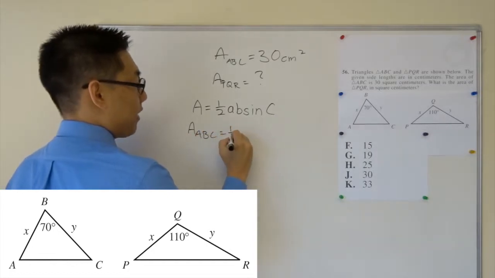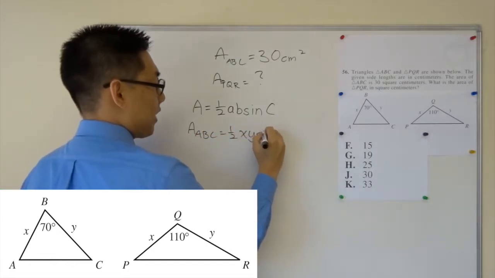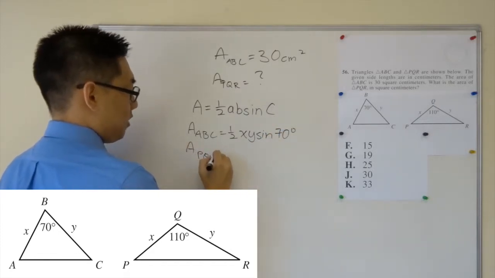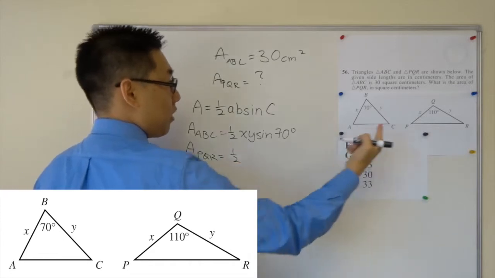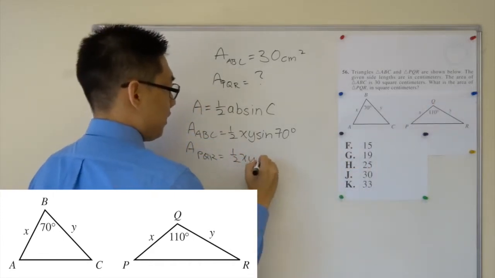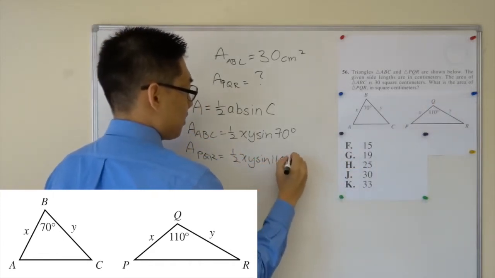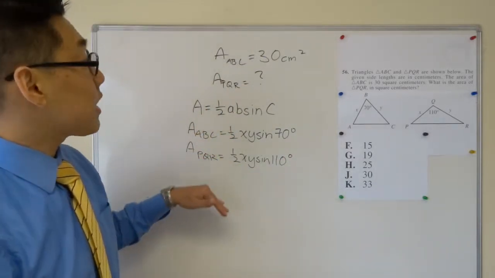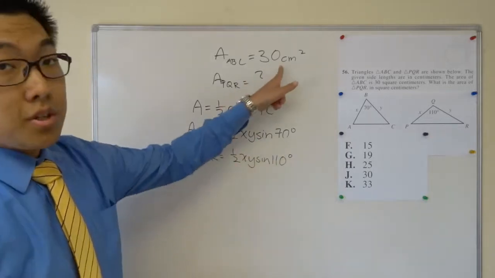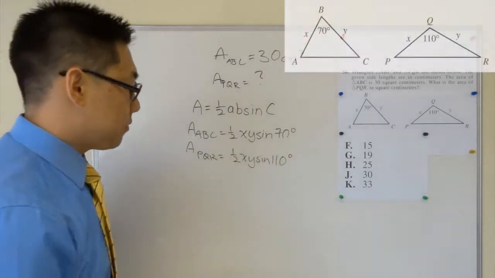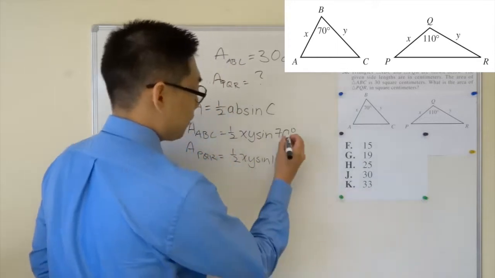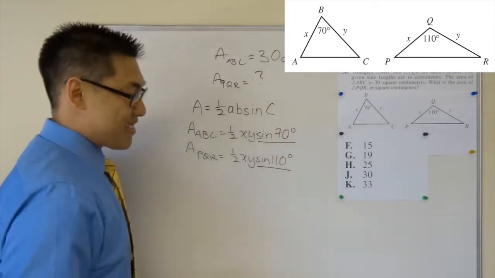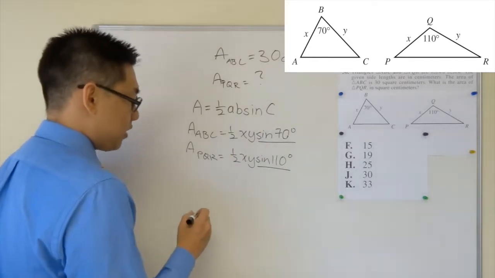it is simply 1/2 xy sine 70 degrees. The area of the next triangle would be 1/2, also the two sides are xy, sine 110 degrees. So what you got to do is ask yourself, how are these similar? Because I know this is equal to 30, and I'm looking for what this is equal to, right? So once again, those of you who are amazingly good at trig might recognize this very quickly. But sine 70 and sine 110 are actually the same.